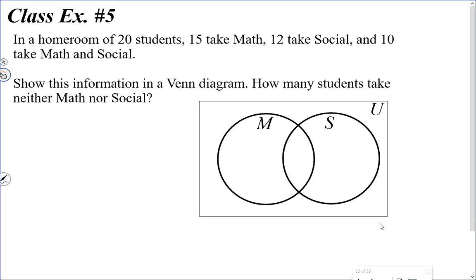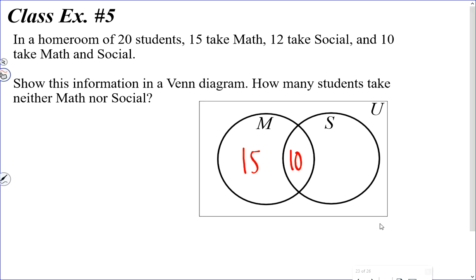Number 5, in a homeroom of 20 students, 15 take math, 12 take social, and 10 take both. Here is the critical mistake that people make. Don't make this mistake. They go, well, 10 take both, so I'm going to put a 10 here. It says 15 take math, so I'm going to put 15 here, and right away, you've killed it. And that's not a good thing.